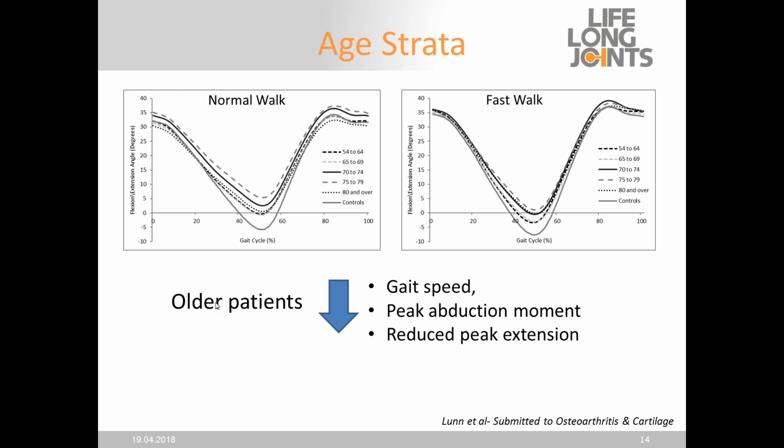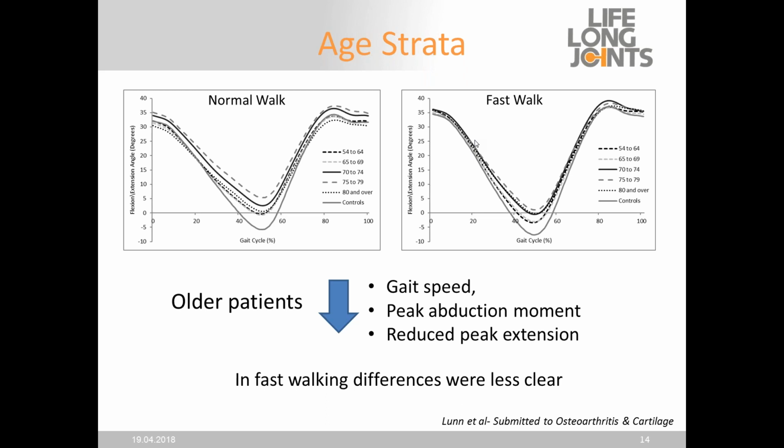They had a reduced gait speed, reduced peak abduction moment, and a reduced peak extension. This is something that you typically see in not just total hip replacement patients, but also patients without a joint replacement. However, when we looked at the fast walking condition, these differences weren't quite as clear. The lines of the graph were much tighter, and the differences, which we first thought would become clearer, weren't. This suggests that our older patients, when asked to, were capable of performing at a level closer to our control group and to our younger patients.